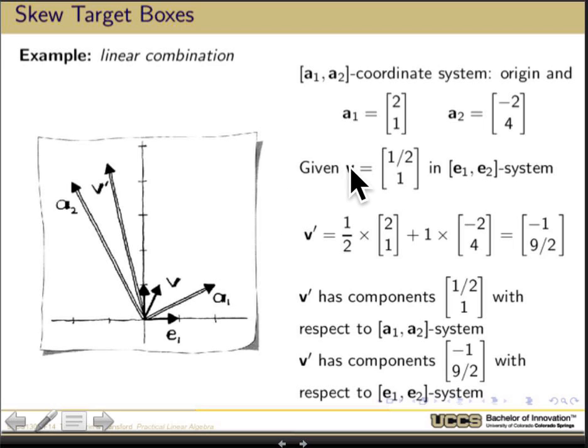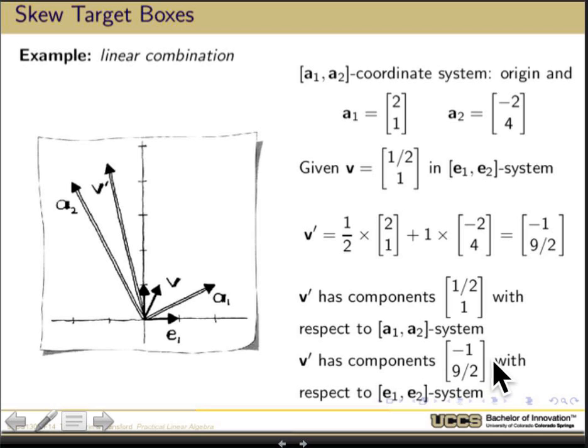Given that we have some v equals (1/2, 1), this v here, in the e1, e2 coordinate system, we can now ask what it will become in the a1, a2 system. It turns out we can do that by taking 1/2, the first coordinate of v, times (2, 1), plus 1, the second coordinate of v, times (-2, 4). That'll give us a new position, which is (-1, 9/2), which is what this vector here is showing. So in this new coordinate system, v has the components 1/2 and 1 with respect to the a1, a2 coordinate system.